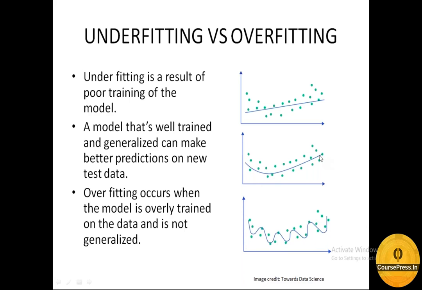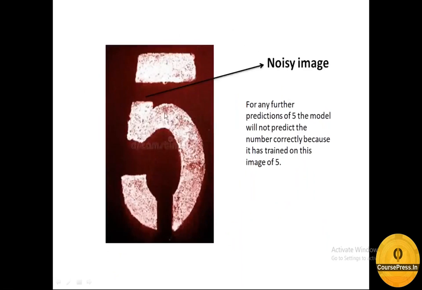What we need is a generalized model as given here. In a curved manner, the line is stretched according to the data. So it is a well-fitted model. In an overfitted model, let's say our model is trained on this image of 5. As you can see, it is a little broken image, but our model thinks that every image of 5 should be exactly like this. So when a normal image of 5 is given to it, the model makes wrong predictions on the data.